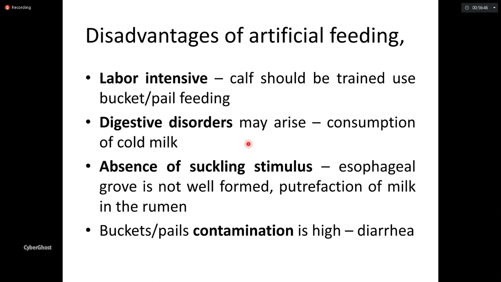What happens? The milk will start to degrade in the rumen and it will create some adverse conditions, right?